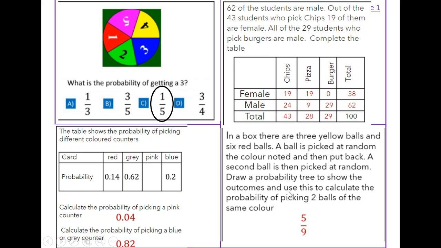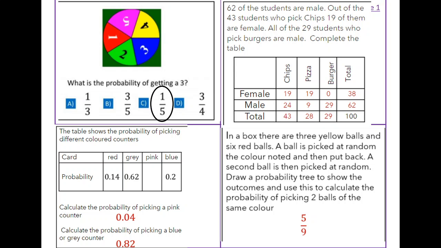Okay, in a box there are 3 yellow balls and 6 red balls, which means there are 9 balls altogether. The ball is picked at random, the colour is noted and then put back. The second ball is then picked at random. Draw a probability tree to show the outcomes and use this to calculate the probability of picking 2 balls the same colour. So you could either have yellow, yellow, or red, red, and you need to then add those branches together.